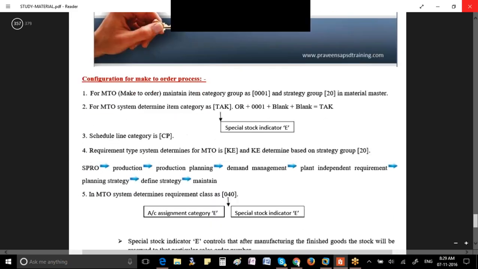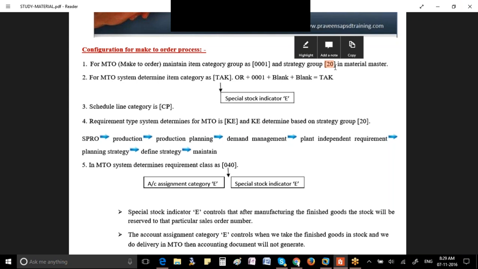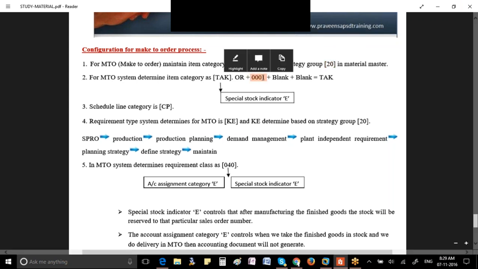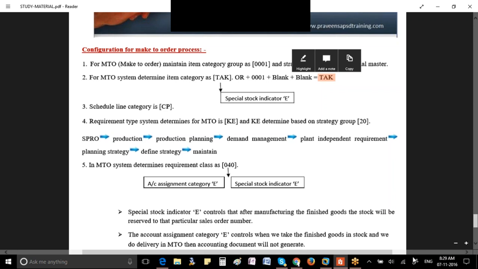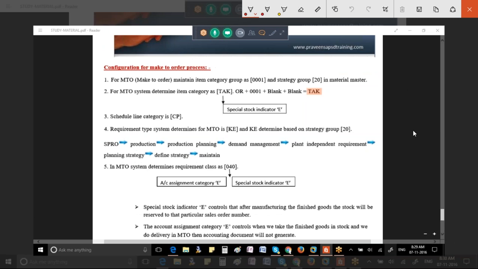So, configurations for make to order: the item category group is 001 and you need to have a strategy group. In MRP3, the strategy group is 20. Item category determination happens like this: OR, item 0001, no usage, no higher level item category, is TAK. In the item category TAK, we have a special stock indicator E. Special stock indicator E is applicable only for two item categories, that is TAK and TAB.